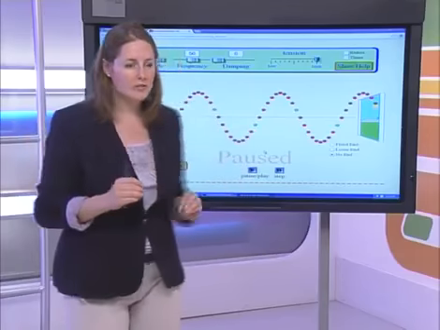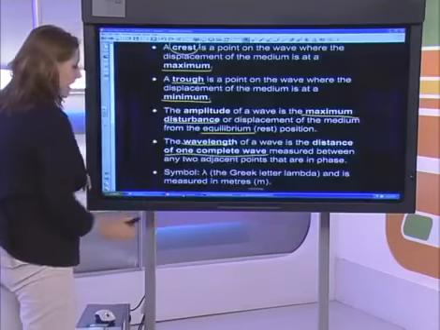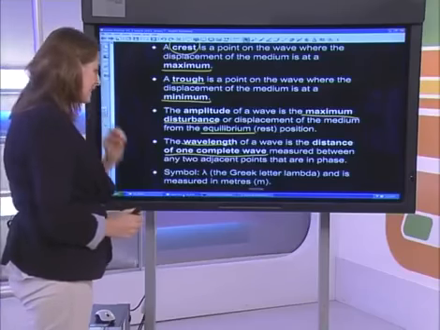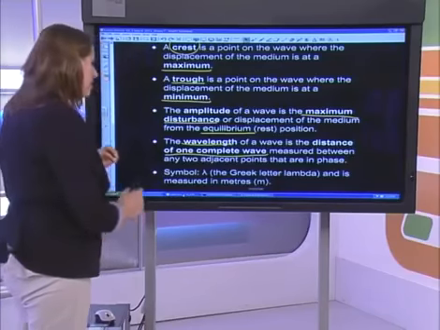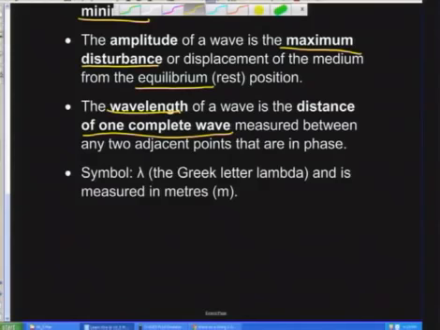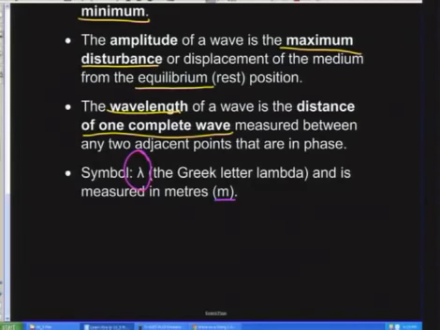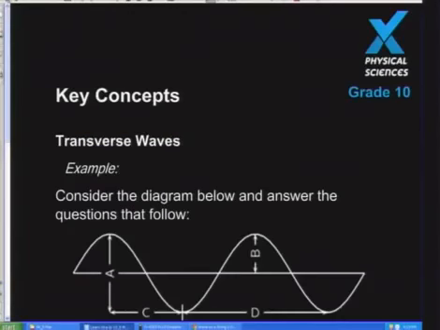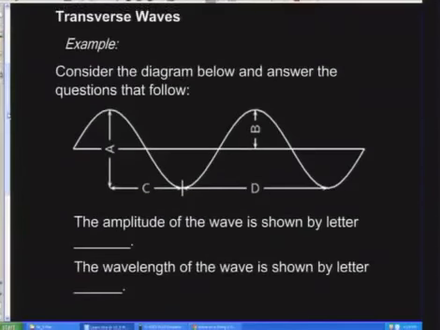And students often get confused with that. So a wavelength is the distance of one complete wave measured by any two adjacent points that are in phase. And the symbol that we give it is this interesting new little symbol, lambda. You probably have not come across it before. It's a Greek letter, lambda, and it is measured in meters. Let's go across, and I've got a question on the next page for you that will define those two.